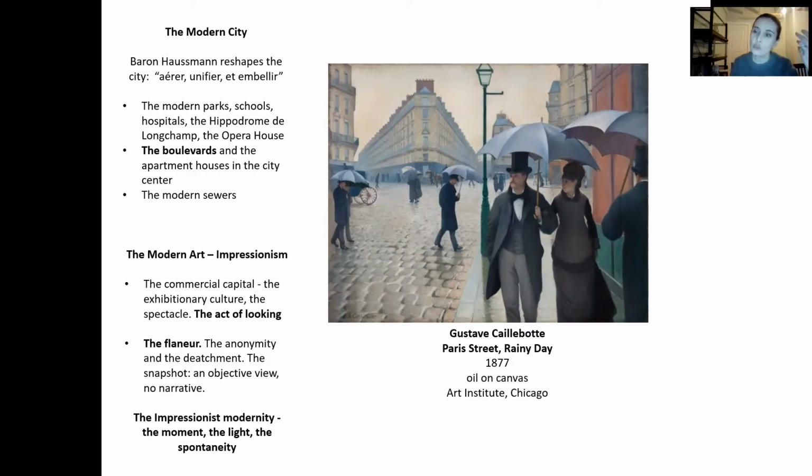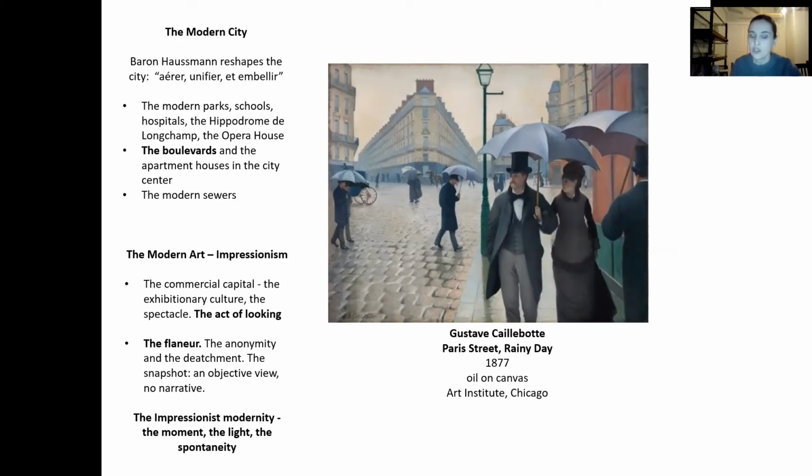So the act of looking and being looked at becomes the subject matter of Impressionism. So you get paintings like here, Gustave Caillebotte, which look like a snapshot, right? It's not a centralized composition. It's not a symmetrical composition.